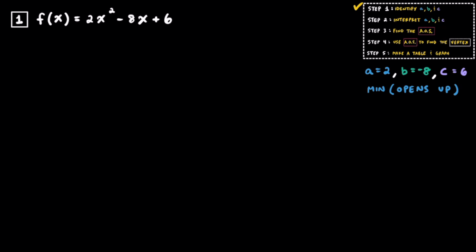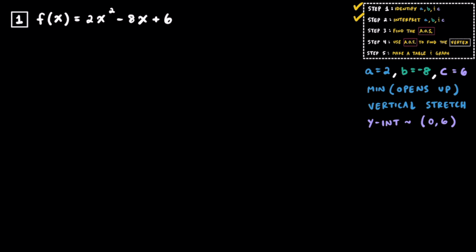Because a is equal to positive 2, we know that our parabola is going to have a minimum, or it opens up. And because the absolute value of a is greater than 1, then we have a vertical stretch. It's going to be skinnier than a normal parabola. And because we know the value of c is equal to 6, we know that our y-intercept is going to be located at 0, 6. So there's step 2.